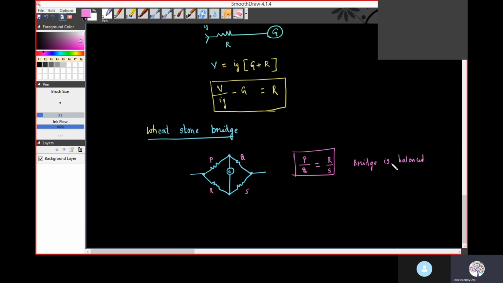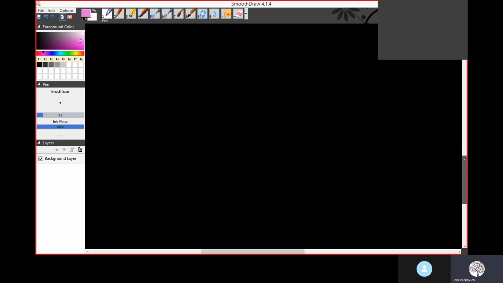Now, if the bridge is balanced, that means no current will flow here. That means the potential here and the potential here are the same. We can see that if the bridge is balanced, this Ig will become zero. Now this is the Wheatstone bridge. The application of the Wheatstone bridge is the meter bridge. Now we will discuss the meter bridge.